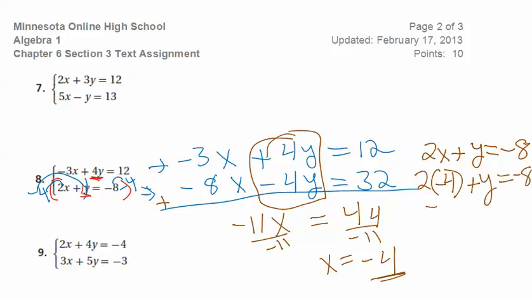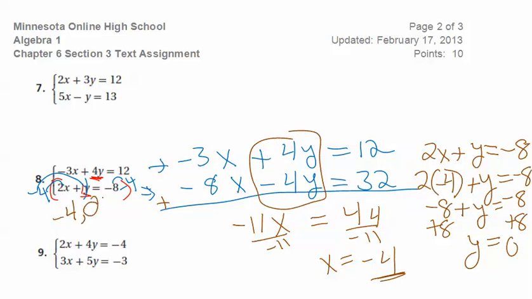2 times negative 4 is negative 8. And then I would add 8 to both sides. So y is equal to negative 8 plus 8, which is 0. So my solution would be negative 4, 0. X is negative 4, y is 0.